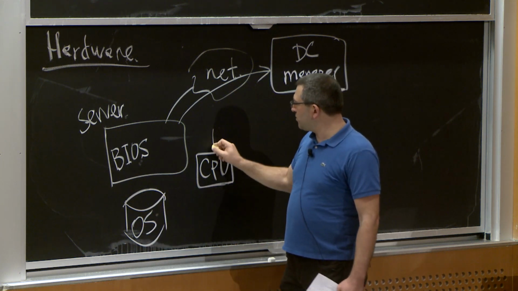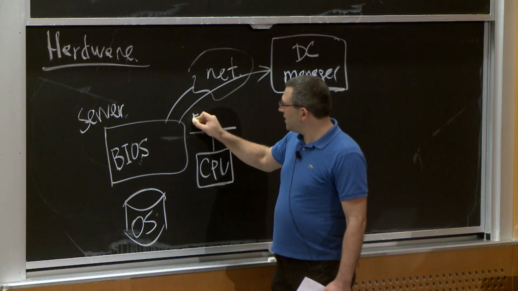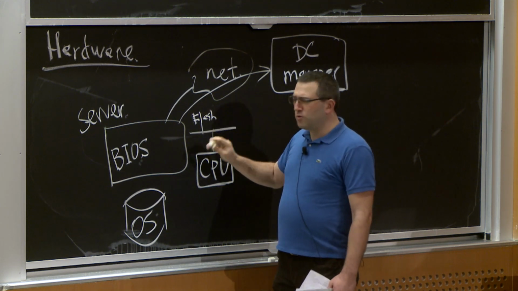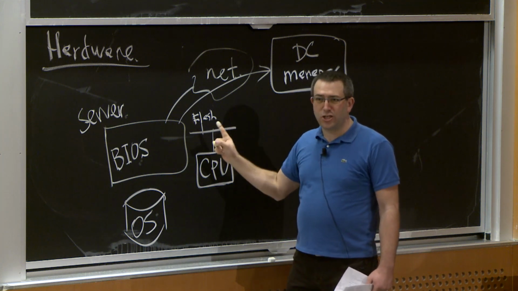So what happens is the CPU is probably attached to some kind of a memory bus on which sits a little memory chip, probably like a flash chip. The picture is more sophisticated than that, but roughly, the CPU immediately starts running instructions from this flash chip.